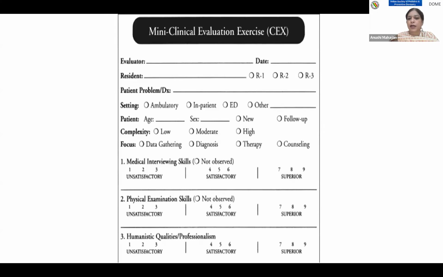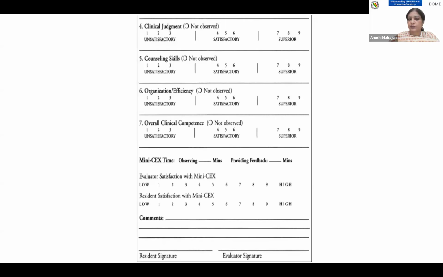This is a characteristic mini clinical evaluation exercise form where we have all these skills, and you can actually mention whether it is observed or not observed, and you can give your ratings. Then in the end, it is followed by comments from the assessor.